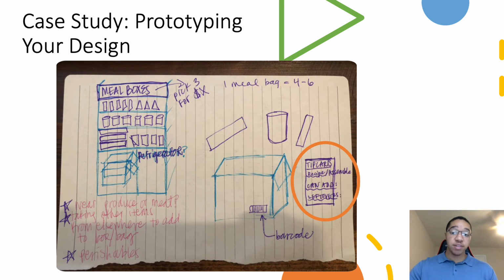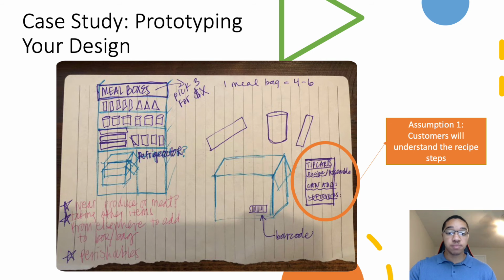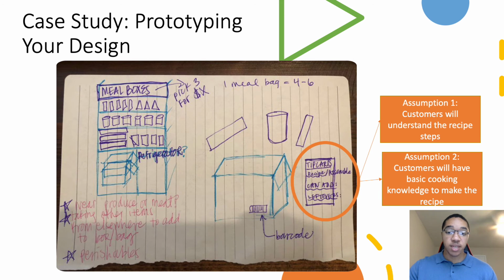On the right, this stakeholder drew a tip card with a recipe customers can make from the items displayed together on the shelf. The tip card also includes ideas for how to modify the recipe and what to do with leftovers. As a group, we generated 2 assumptions we may want to test in the prototyping phase. The first assumption we're making with this prototype is that customers will understand the recipe steps. And the second assumption is that customers will have the basic cooking knowledge to know how to make the recipe.